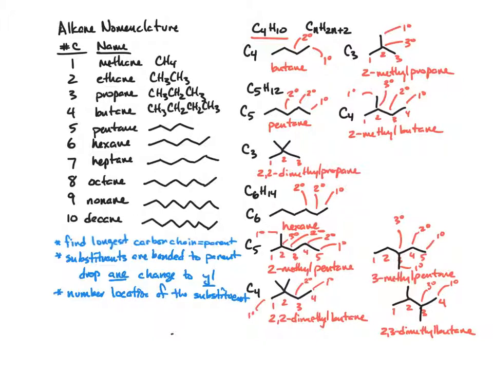So that's an oversimplified explanation of the rules. But as practice, what you can do is say, given a molecular formula, say we wanted to go up to C5H12, you could go through this exercise again and practice naming the alkane constitutional isomers in that molecular formula.